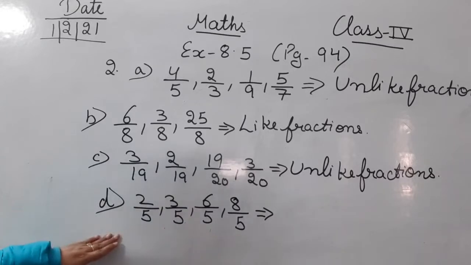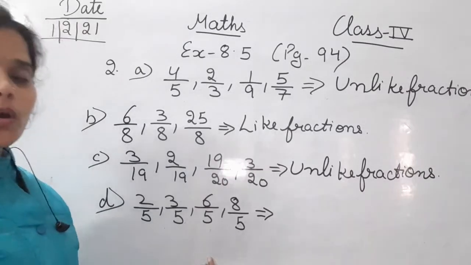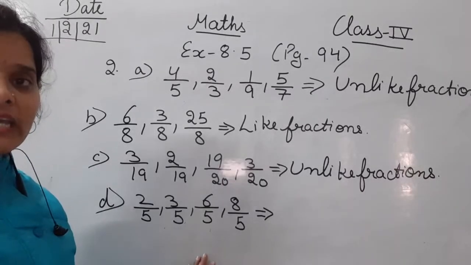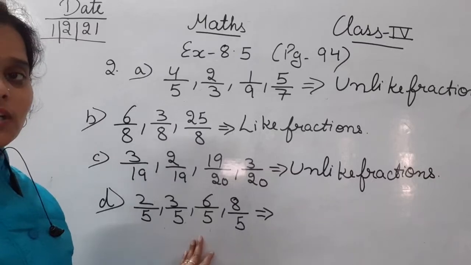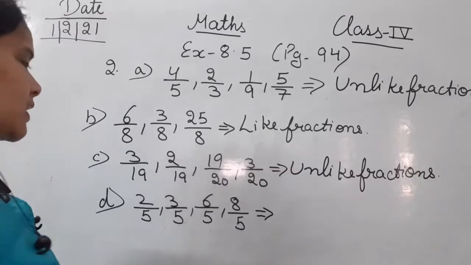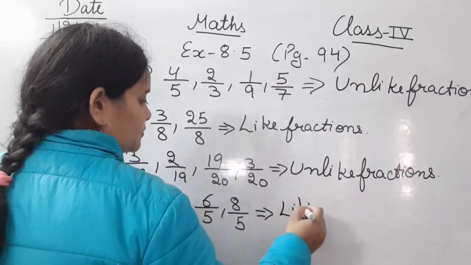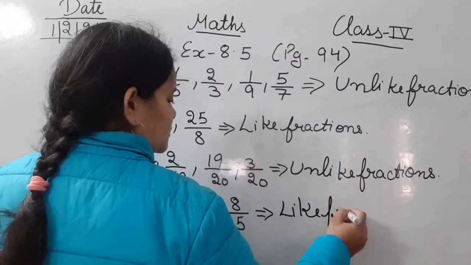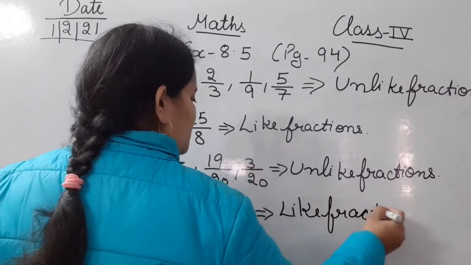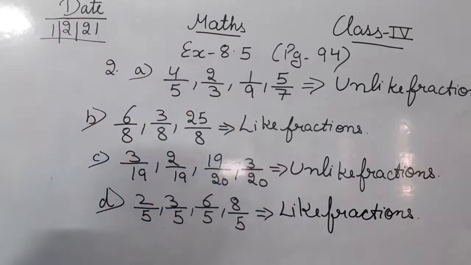चारों fractions के जो denominator हैं, they are the same. So this is a group of like fractions. So here we will write like fractions.